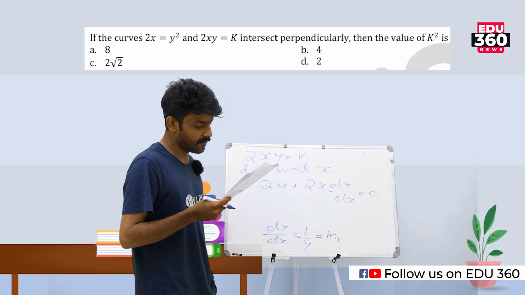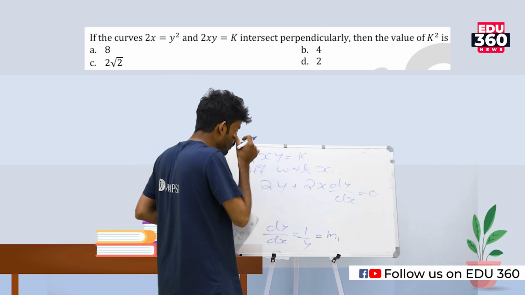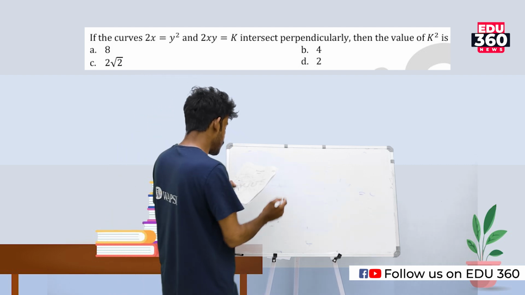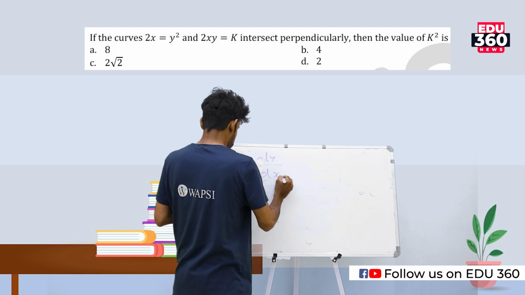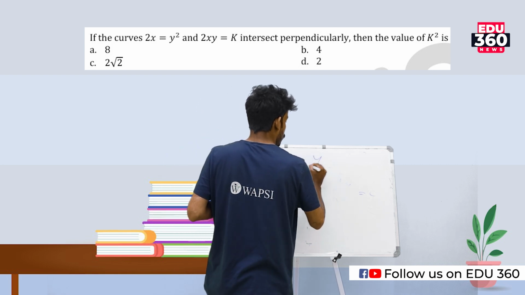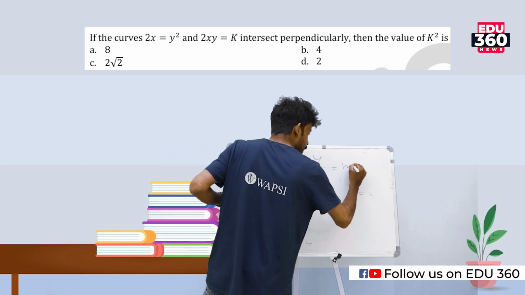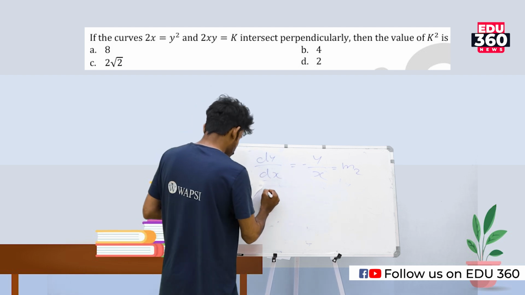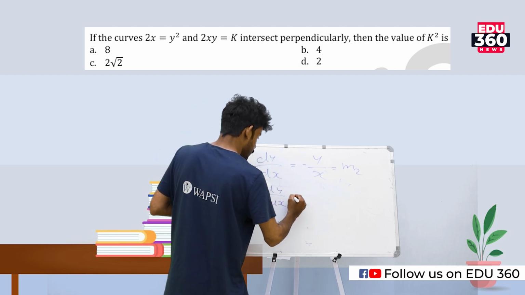So from this we can write dy by dx is equal to minus y by x. So dy by dx is equal to minus y by x. So minus y by x, we can write it as m2, and let me write m1 once again, dy by dx.